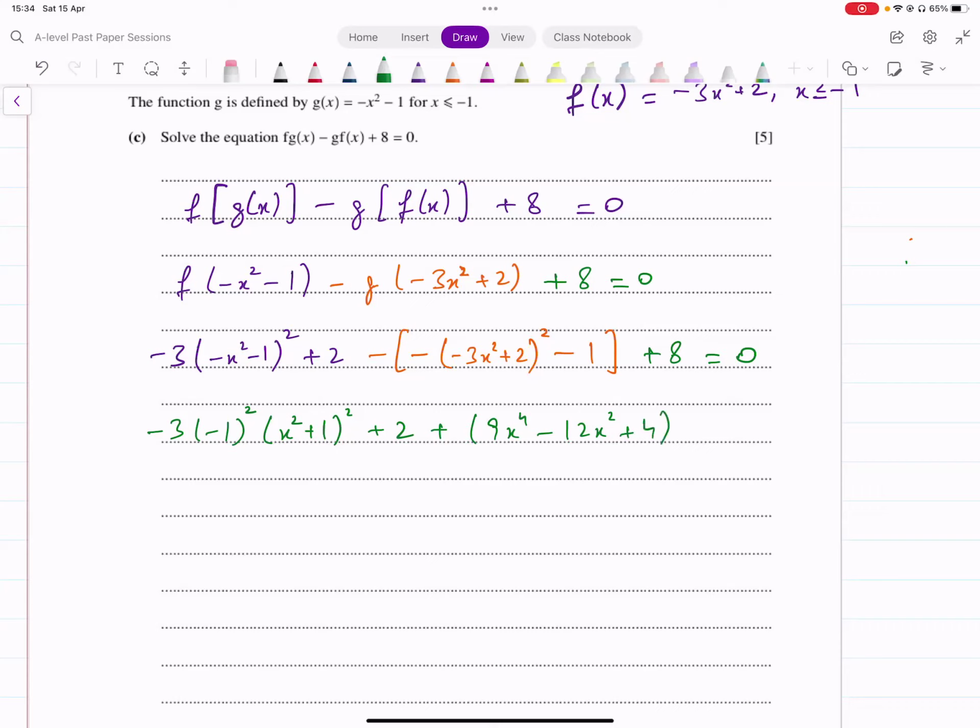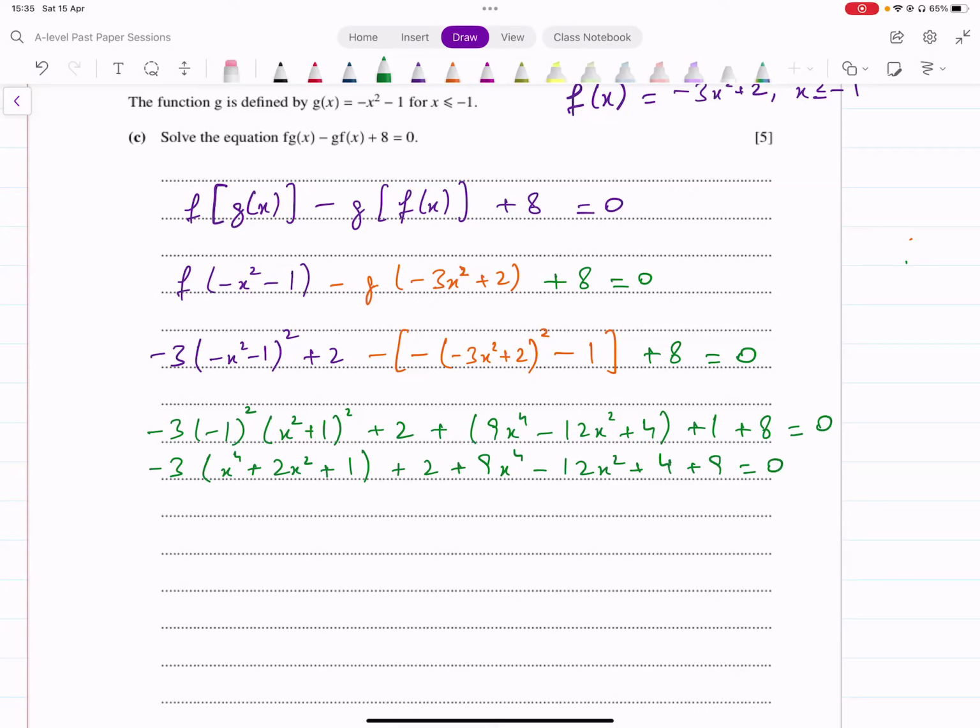Then you also have minus 1 here. So minus into minus 1, that is going to give you plus 1. And you have plus 8 outside, that equals 0. And you have to simplify this whole expression. Minus 3 into x square plus 1 ka whole square, that's going to be x raised to power 4 plus 2x square plus 1 plus 2 plus 9x raised to power 4 minus 12x squared plus 4 plus 9 outside equals 0.